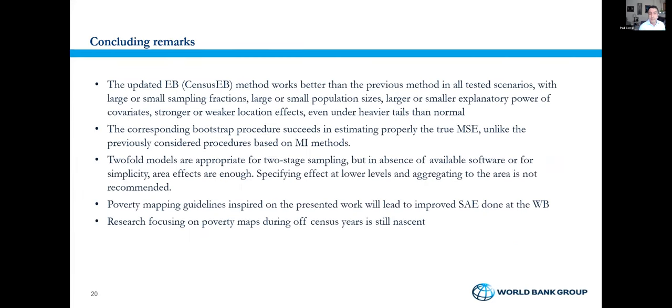So some concluding remarks. I'm overall very happy with the updates we've implemented. The census EB updates work much better than the previous methods in all the tested scenarios. However, computationally, these are somewhat more demanding. The updated bootstrap methods are properly estimated in the mean squared error, unlike the previous MI-inspired methods used in PovMap. The twofold models may be appropriate for two-stage sampling, but in the absence of software or for simplicity, area effects may be enough. We do not recommend specifying effects at lower levels and then aggregating.